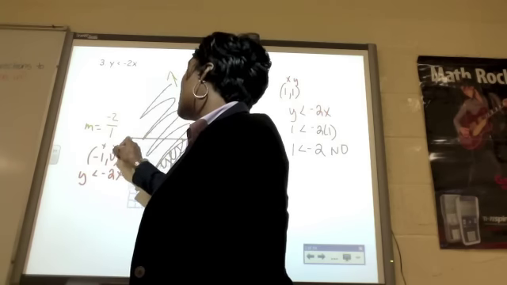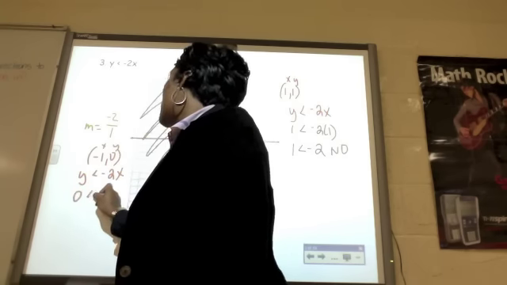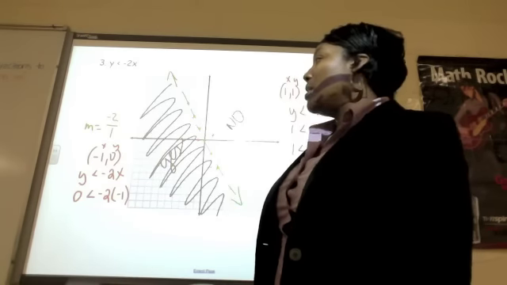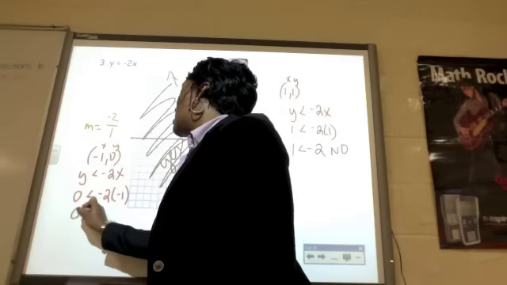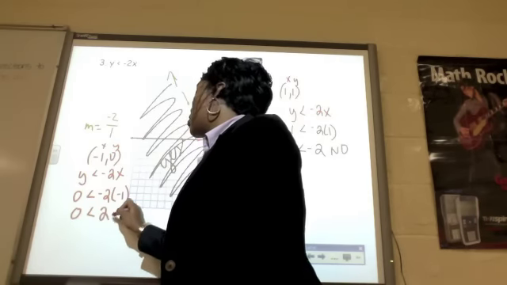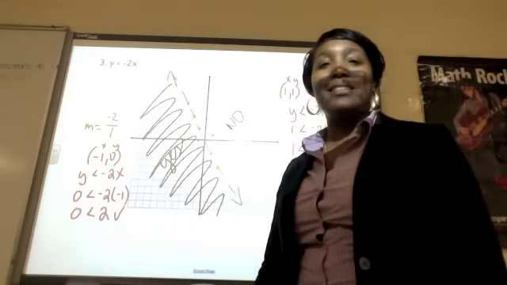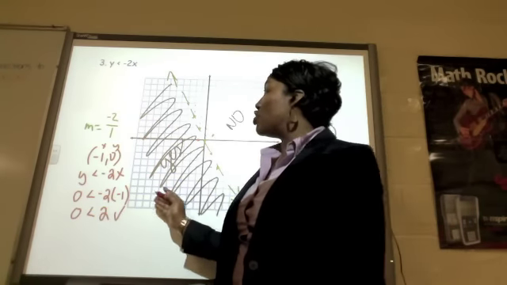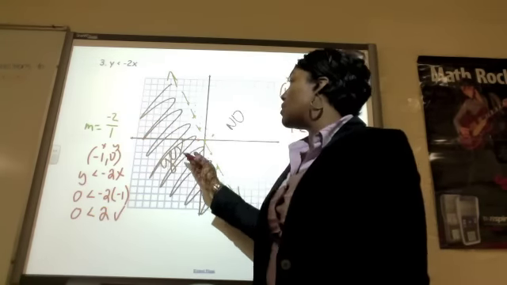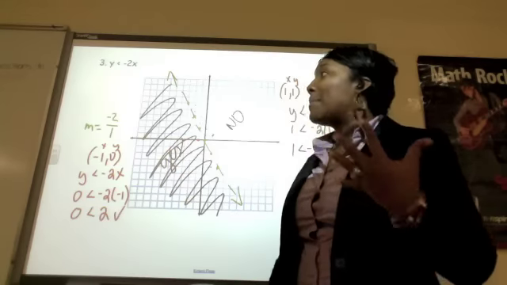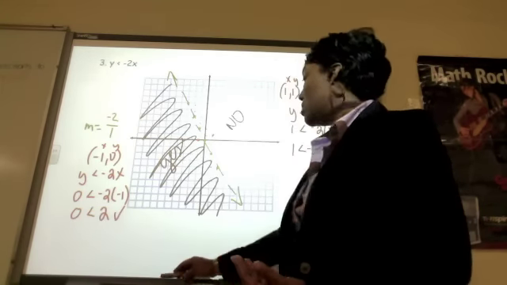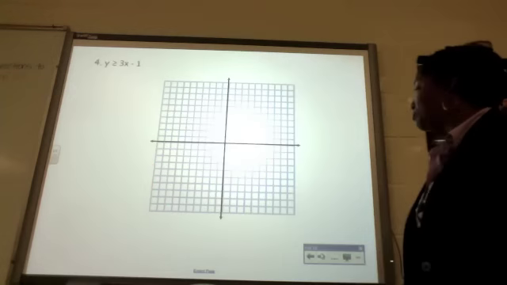It's my x, that's my y. So that's 0 is less than negative 2 times negative 1. Negative 2, okay, so this 0 is less than 2. Yes, that's right. That's why I can shade. And again, if I choose any point or any coordinate over here, my statement is going to be true when I go back and substitute. Okay, now let's move on.